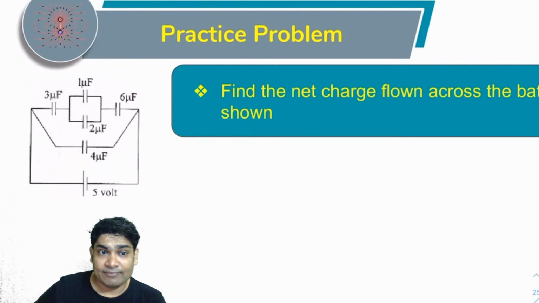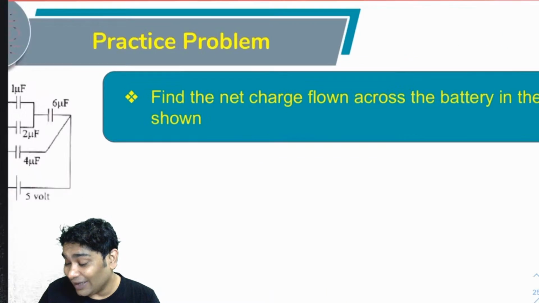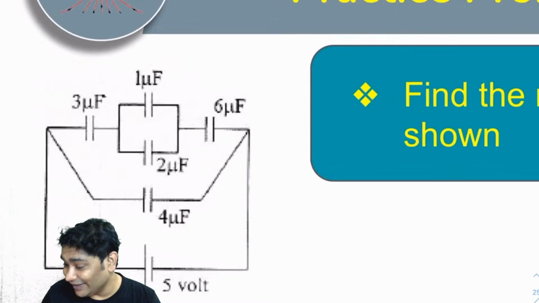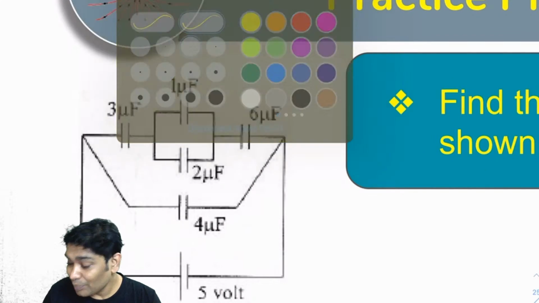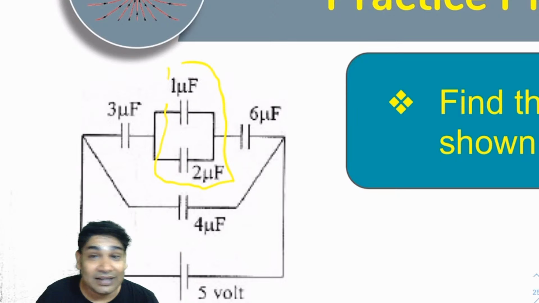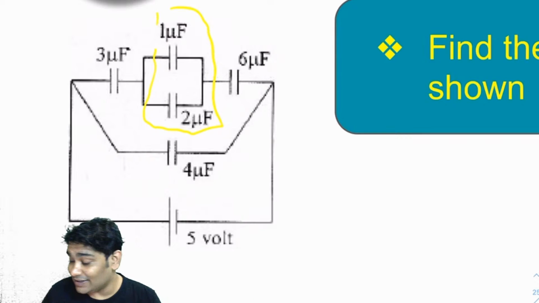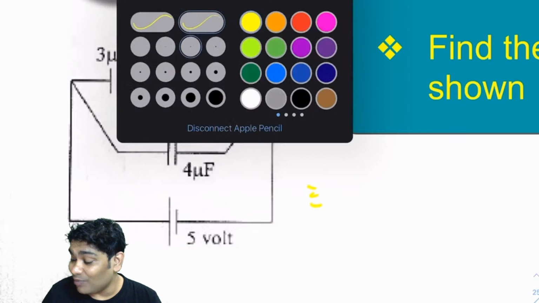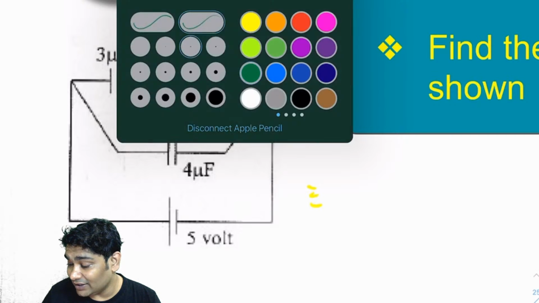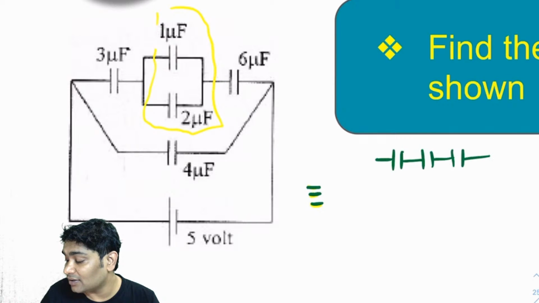Okay, anyhow, why don't I solve this in any case? Alright, so it's very, very simple. Let's just do it here only. So I know these two are in parallel. If these two are in parallel, their equivalent capacitance would be 1 plus 2, which is 3. So here I can draw this as, stage by stage, equivalent diagrams. So the equivalent of this can be 3 plus 3 plus 6 plus 4.